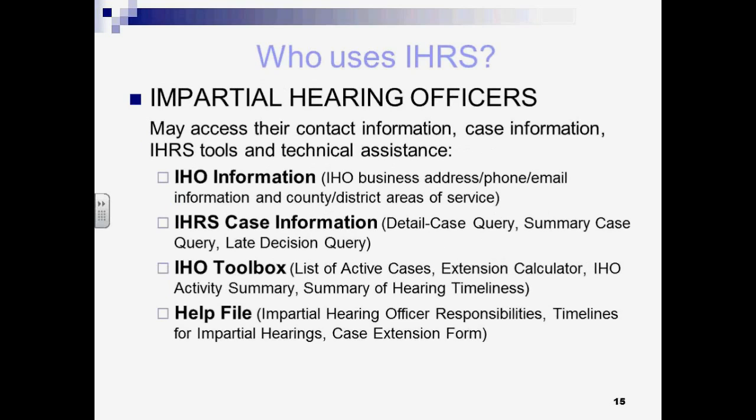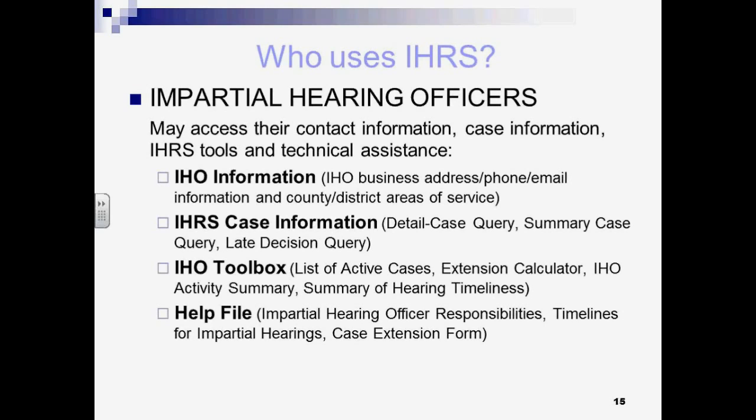Impartial hearing officers use IHRS. You can access your IHO contact information. Again, that's the business address, phone, email. Also included is the county or district areas of service as selected by the IHO. IHOs can access case information, which includes 3 different queries that can be run: a detailed case query, a summary case query, and a late decision query. And I'll go into those in more detail a little bit later.